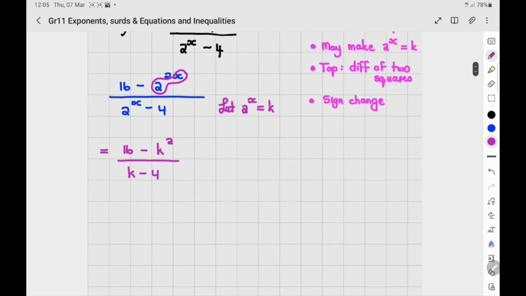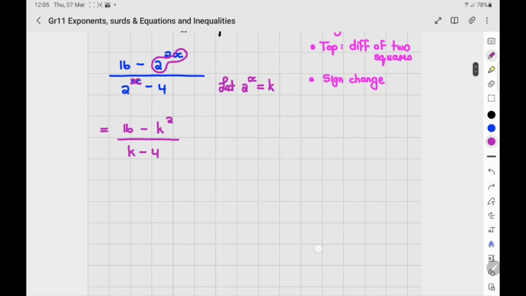So the one that you represent as k is the one with the smallest exponent. So this one is to the power x, this is to the power 2x, so you use the one with the lowest exponent. Okay, so if your highest common factor, you take out the one with the lowest exponent. Okay, and now we can factorize that easily. We can see it's 4 minus k, it's a difference of 2 perfect squares, and 4 plus k over k minus 4.